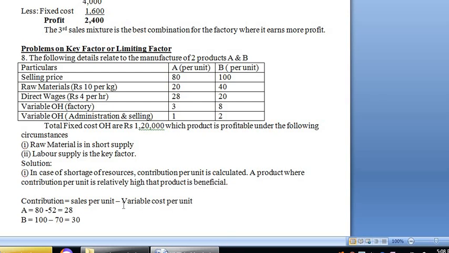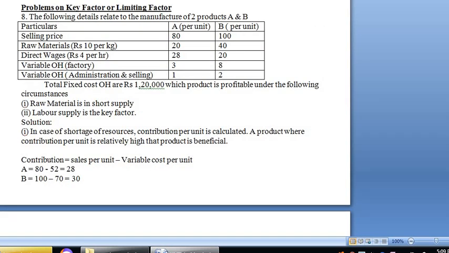Now variable cost, from where we have got this 52 and this 70. Except the selling price, 20 plus 28 plus 3 plus 1, add this, you will get 52. Now for B, 40 plus 20 plus 8 plus 2, so that total is 70. Okay, understood from where we got variable cost? Hope so. Everybody has understood that.